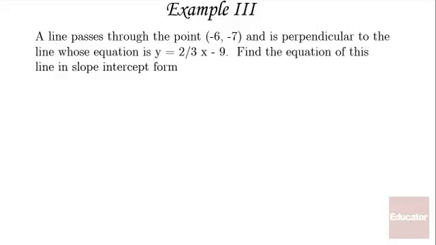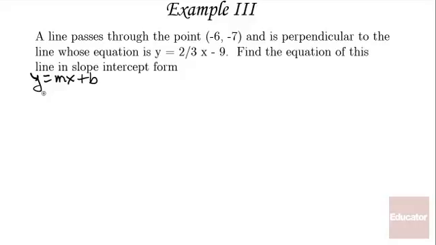A line passes through the point negative 6, negative 7, and is perpendicular to the line whose equation is y equals 2/3 x minus 9. Find the equation of this line in slope-intercept form. So I need to find this in the form y equals mx plus b. Looking at the information I'm given, I know that I have a line with this equation that is perpendicular to the line that I'm finding.